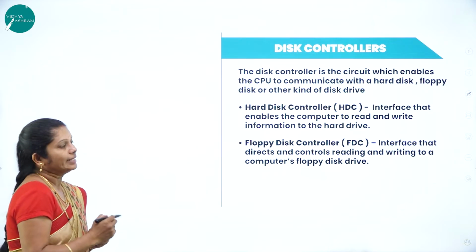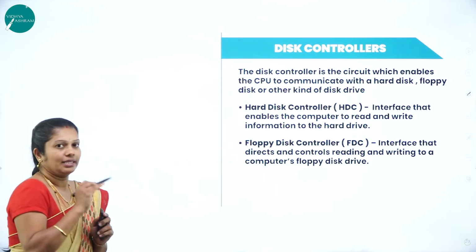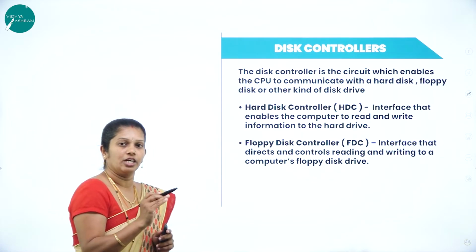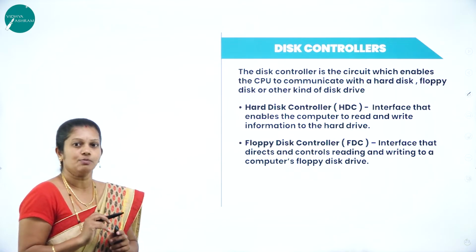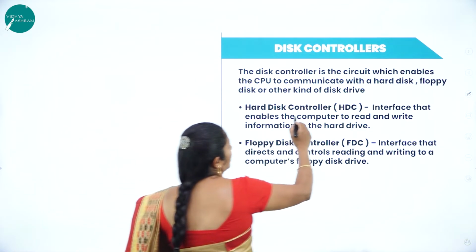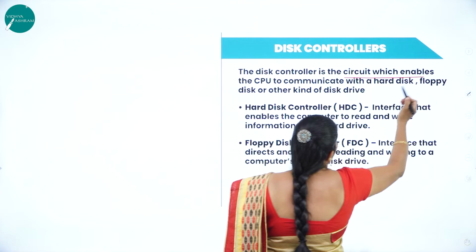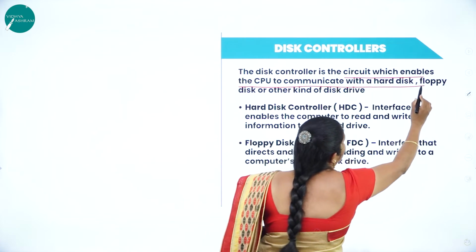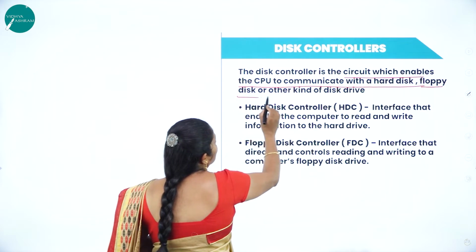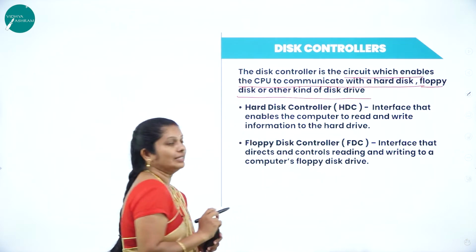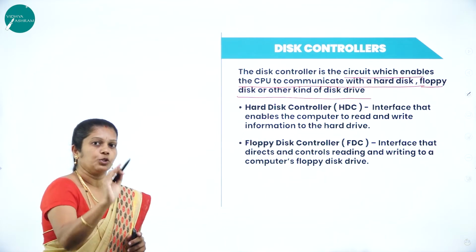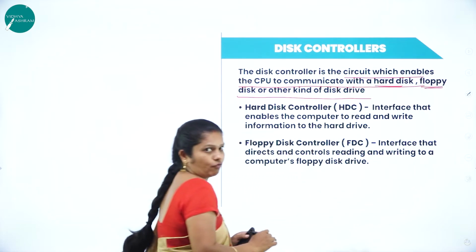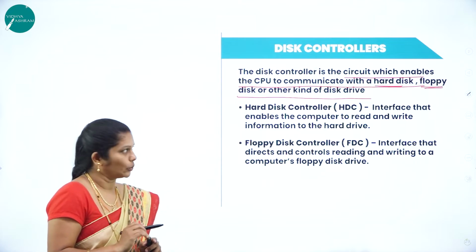Next, when you come to disk controller, the name itself tells you it is a controller. Here it helps to control both hard disk as well as floppy disk. Disk controller is a circuit which enables the CPU to communicate with hard disk as well as floppy disk and other kinds of disk drives. To mainly control the hard disk as well as floppy disk, we need this disk controller.